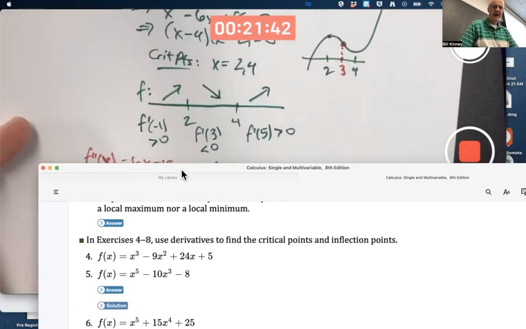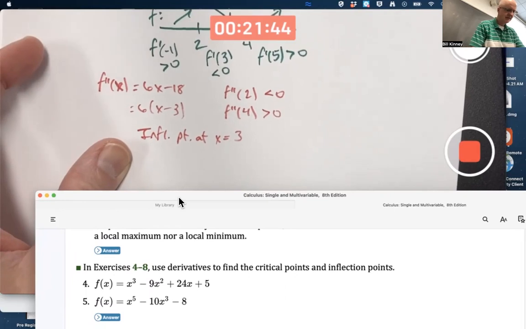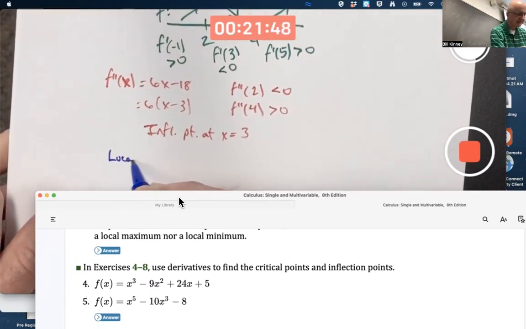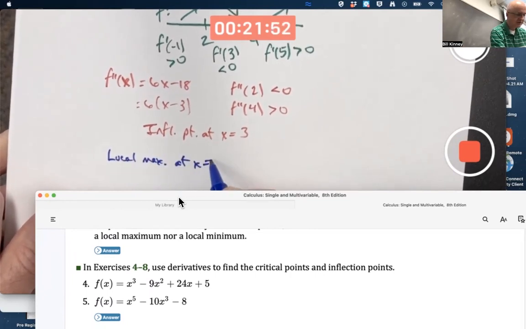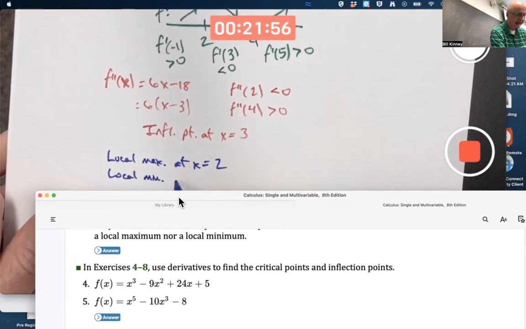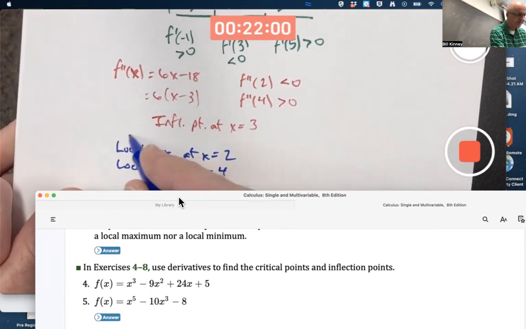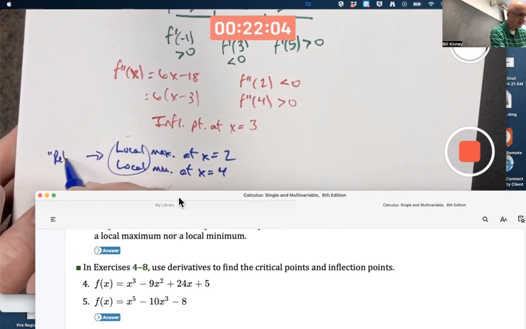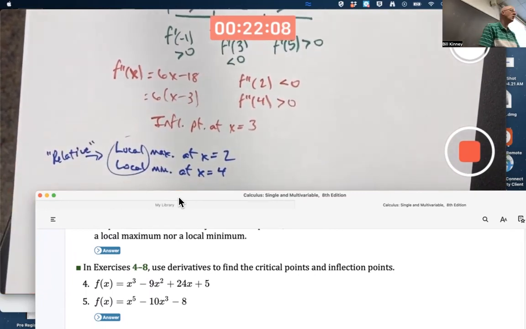And yes, let's go ahead and write down, confirm. We say there's a local max at x equals 2 and a local min at x equals 4. By the way, the word local is also sometimes called relative max and relative min. I prefer the word local because it's nearby the point.